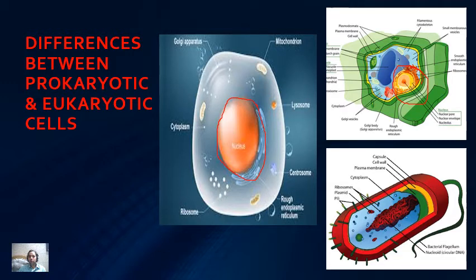This is a bacterial cell. These do not have a proper membrane bounded nucleus. Its DNA or its chromosome is present in a specific region which is called nucleoid. So we will discuss these two types of cells. The first one is called prokaryotic cell, and this one is called eukaryotic cell.